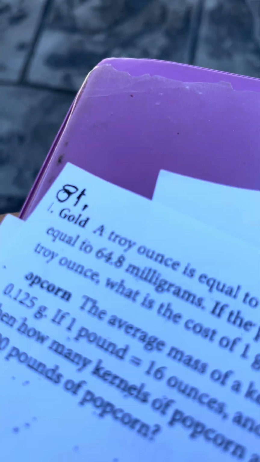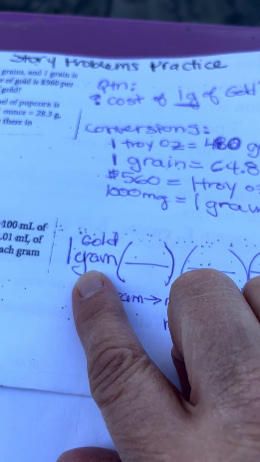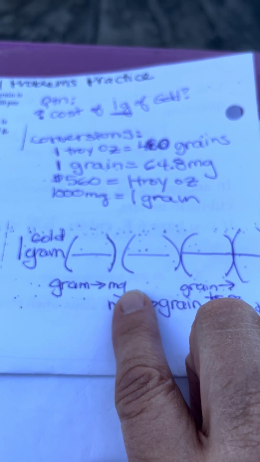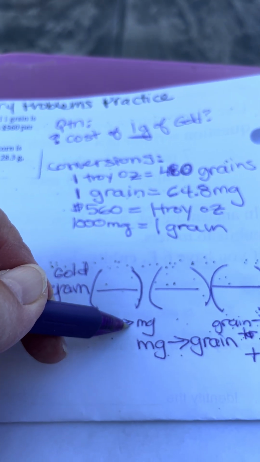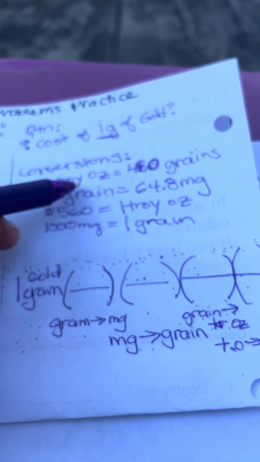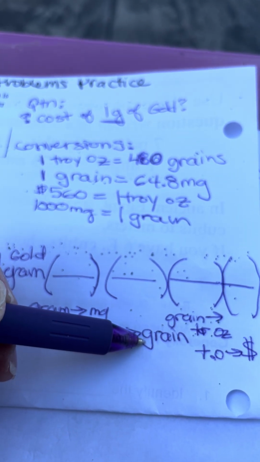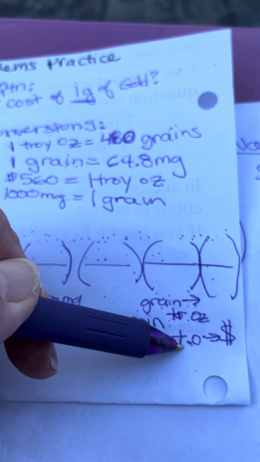But the point is, sorry about moving my phone here, that you're starting with a gram of gold, and you really want to get your gram to a milligram. Yes, you need to take a gram to a milligram because the conversions involve a milligram. And then you're going to do milligram to grain, and then you're going to do a grain to a troy ounce, and then you're going to do a troy ounce to money.